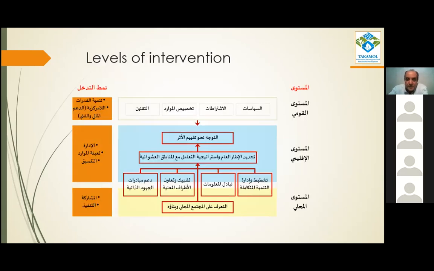Okay, we move to the levels of intervention. We have 3 levels of intervention. The first level is the national level, at which we put the policies and provide the legislation and other interventions at the national level. But the main intervention level will be the regional level, which is the governorate and city level, and the local level, which could be the district or the village.